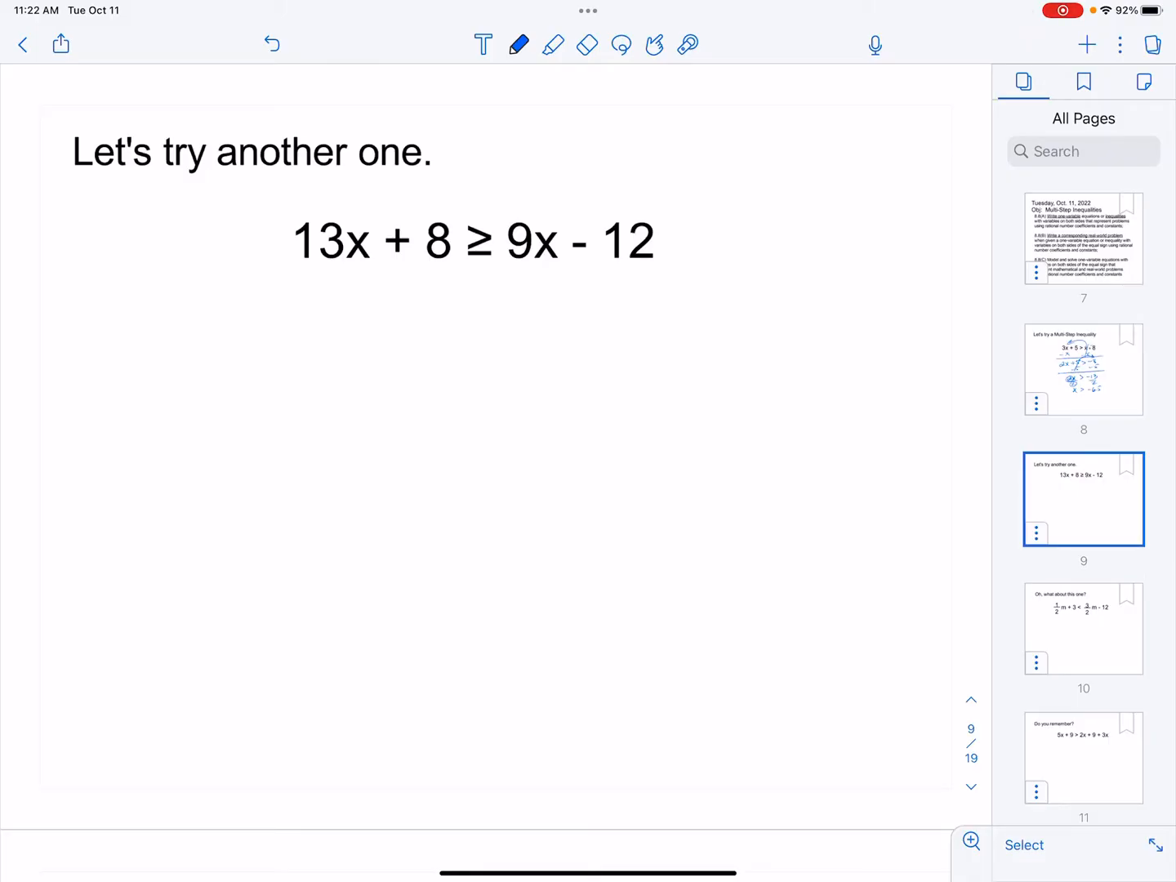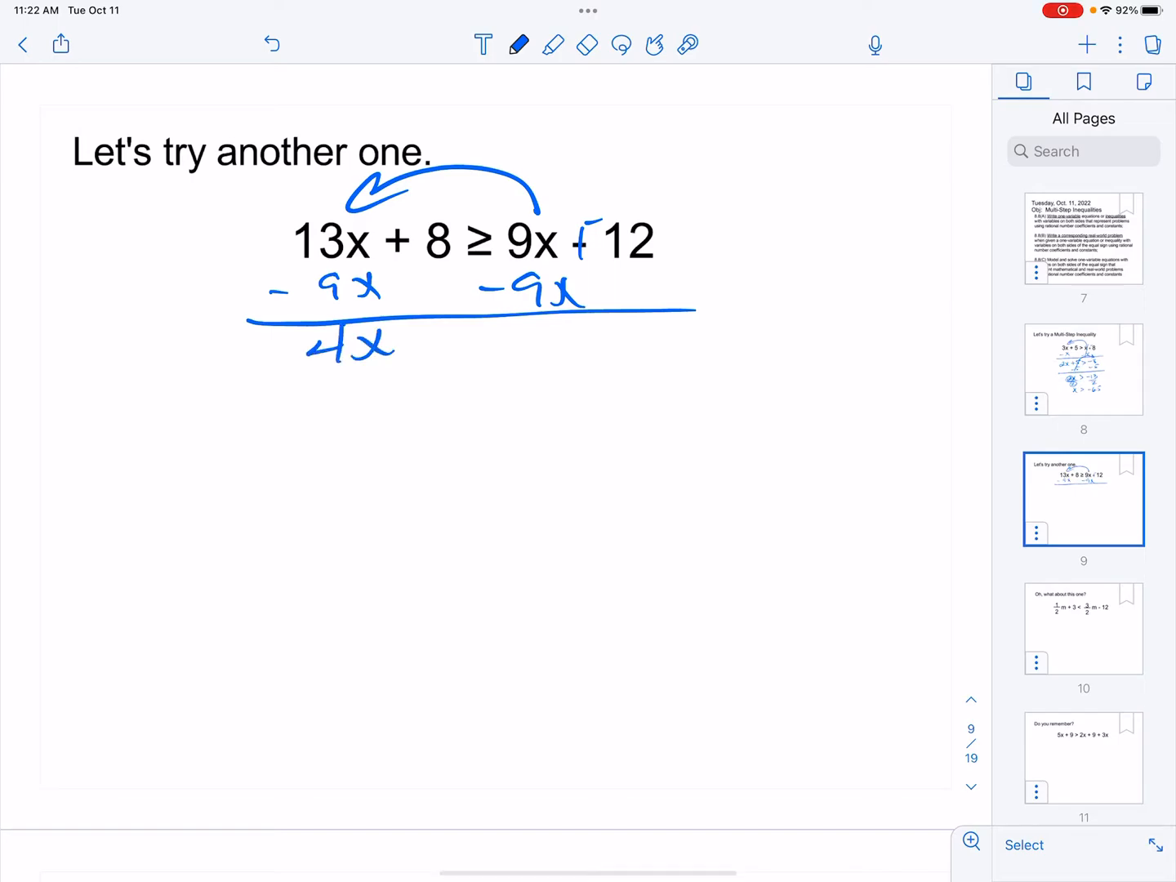The first thing we're going to do is change subtraction to addition next to its opposite. Then I'm going to move my 9x to be with the 13x. So I'm going to subtract 9x, and I end up with 4x plus 8 is greater than or equal to negative 12. Now, I'm going to write this one again real quick. I'm going to solve it down here below.